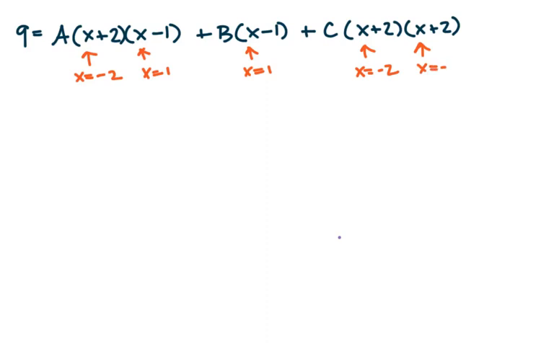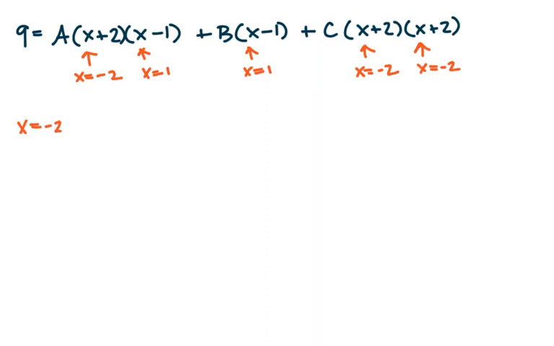So we're going to use these two values first, x equals -2 and x equals 1, and then we can choose any other value. There are different ways for us to do this. We're just solving a system of equations. So the first one I'll do is x equals -2.